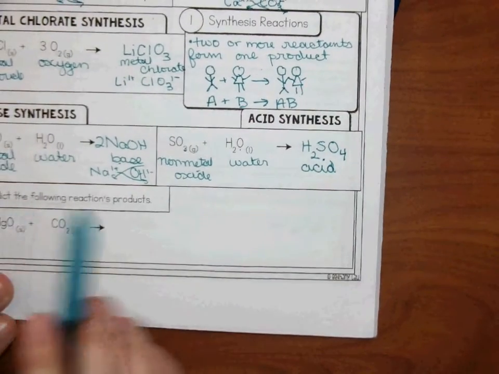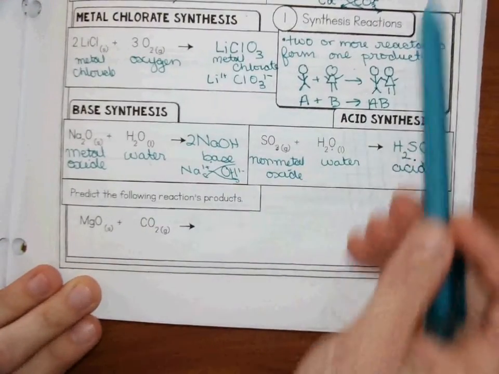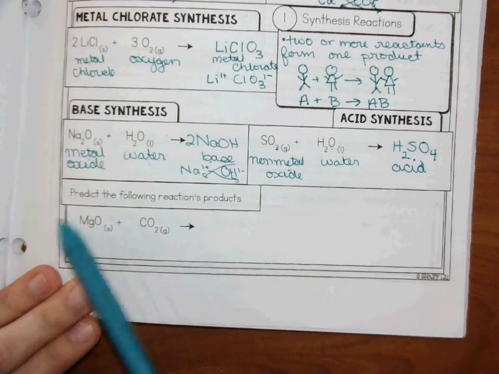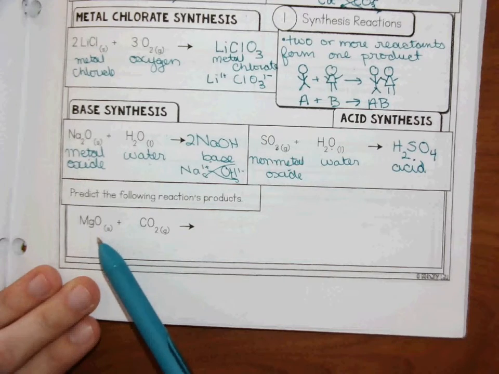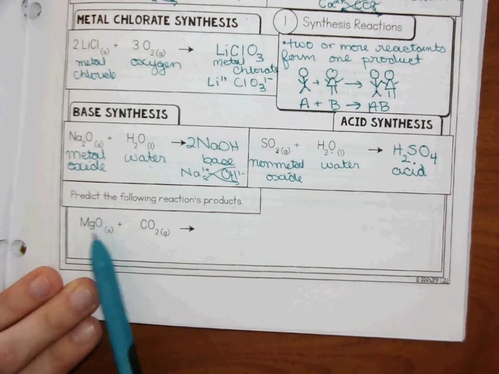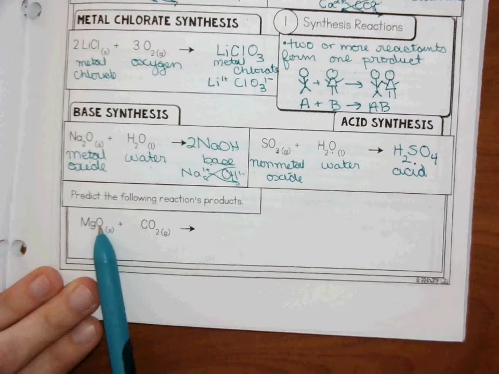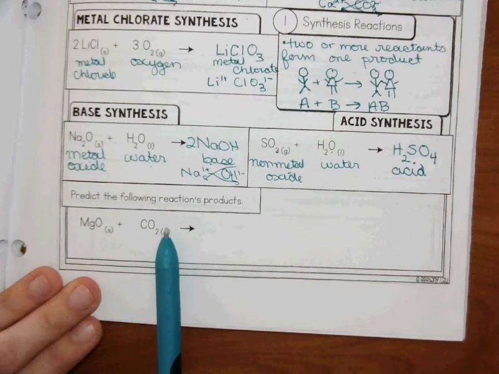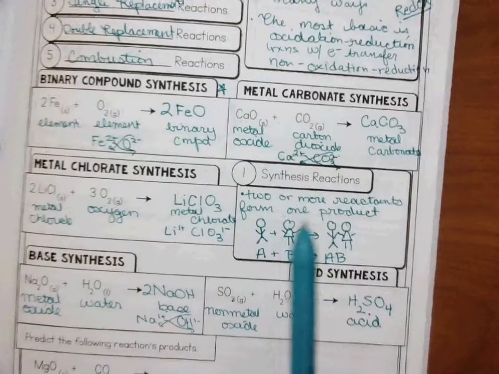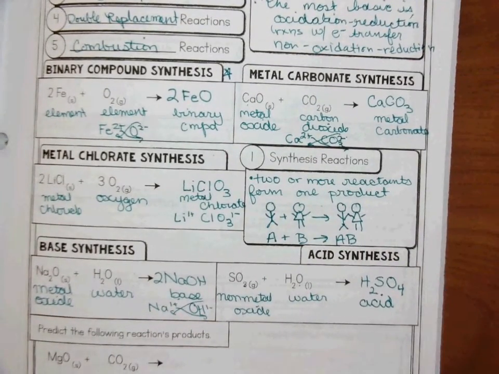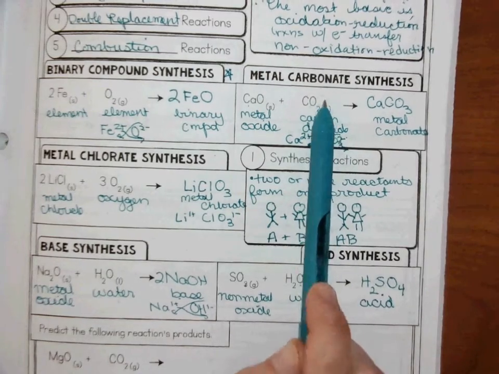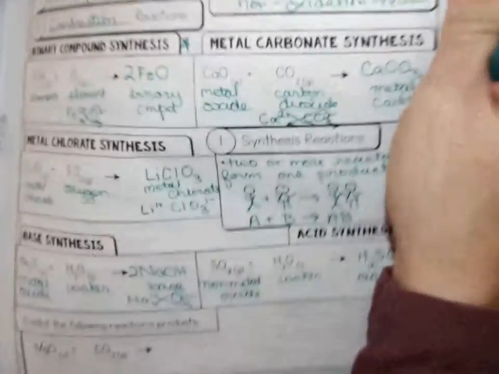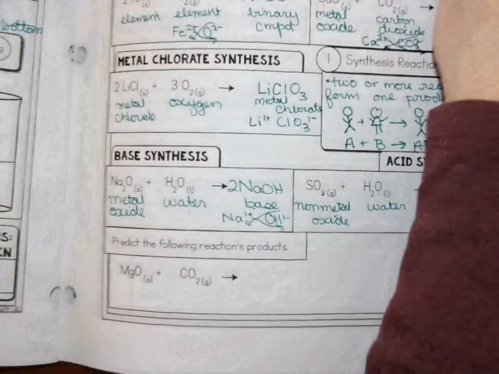So, I want you to predict the following reaction. Look up here at our examples and figure out what this most resembles. First, we have a metal oxide. And what is this? Carbon dioxide. So I'm going to look up at my examples here. Which one involves carbon dioxide? That would be a metal carbonate. So I'm going to find my charge on my metal, and I'm going to cross it with the charge on carbonate. So what is my charge for magnesium?